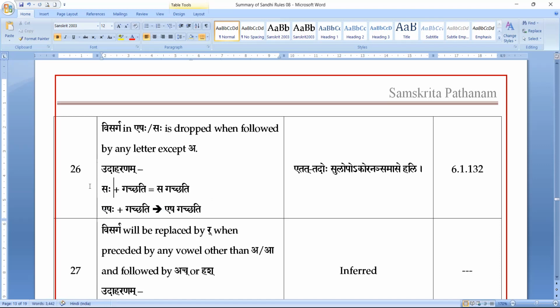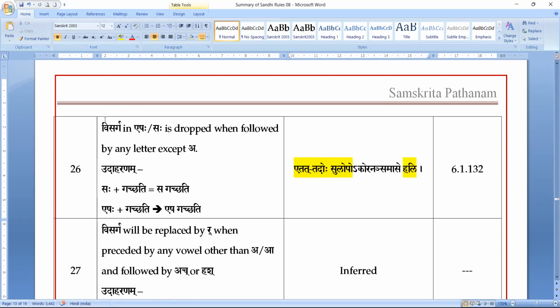So the sutram is Su lopaha. Other things are not required, don't worry about them. Etat tadoho: the su of etat and tad will become lopaha. Su, meaning Pratama Vibhakti Ekavachana Pratyaya, will become lopa, and when it is followed by a consonant, halipare. Etat tadoho su lopaha bhavati.